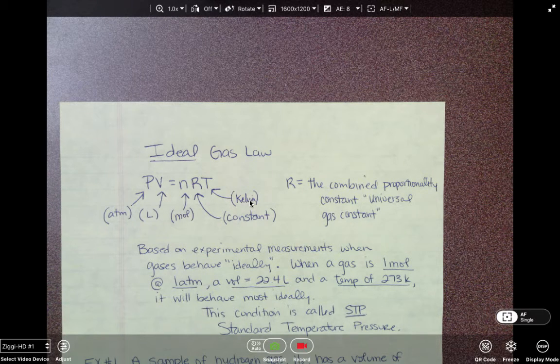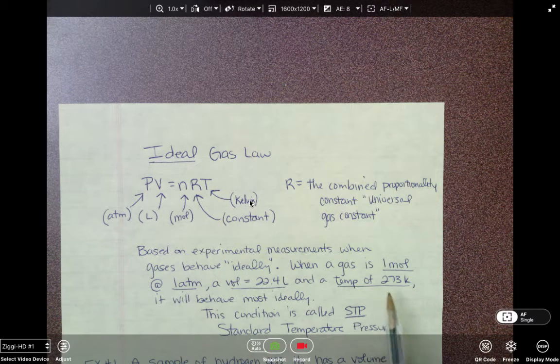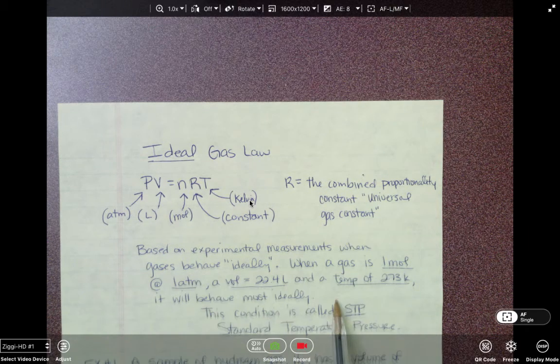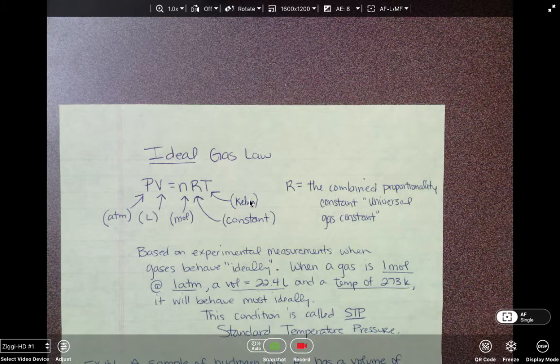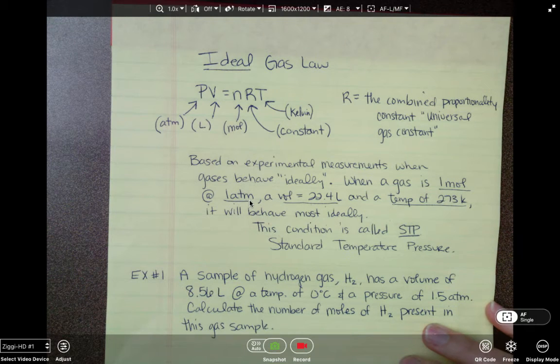So this condition is called standard temperature and pressure, so they've given it an abbreviation, or STP. So we can know the variables at STP. We know that these are the variables at STP. So I can just say in an equation, at STP, calculate this variable, knowing that these are what STP equals. Okay, so I'm going to show you how to calculate that R to figure out what that value is.